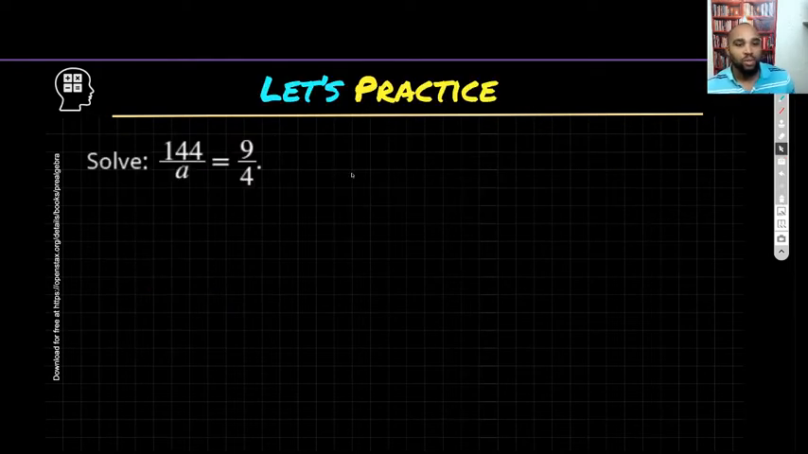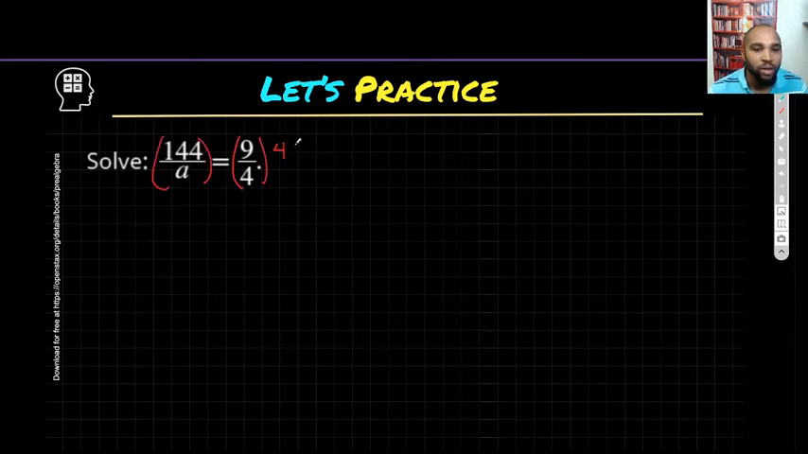All right, what about this one? I want to multiply. I'll use cross product here. We could multiply both sides by the least common denominator, which is 4a. And you remember I told you that's really what's going on anyway with cross multiplying.